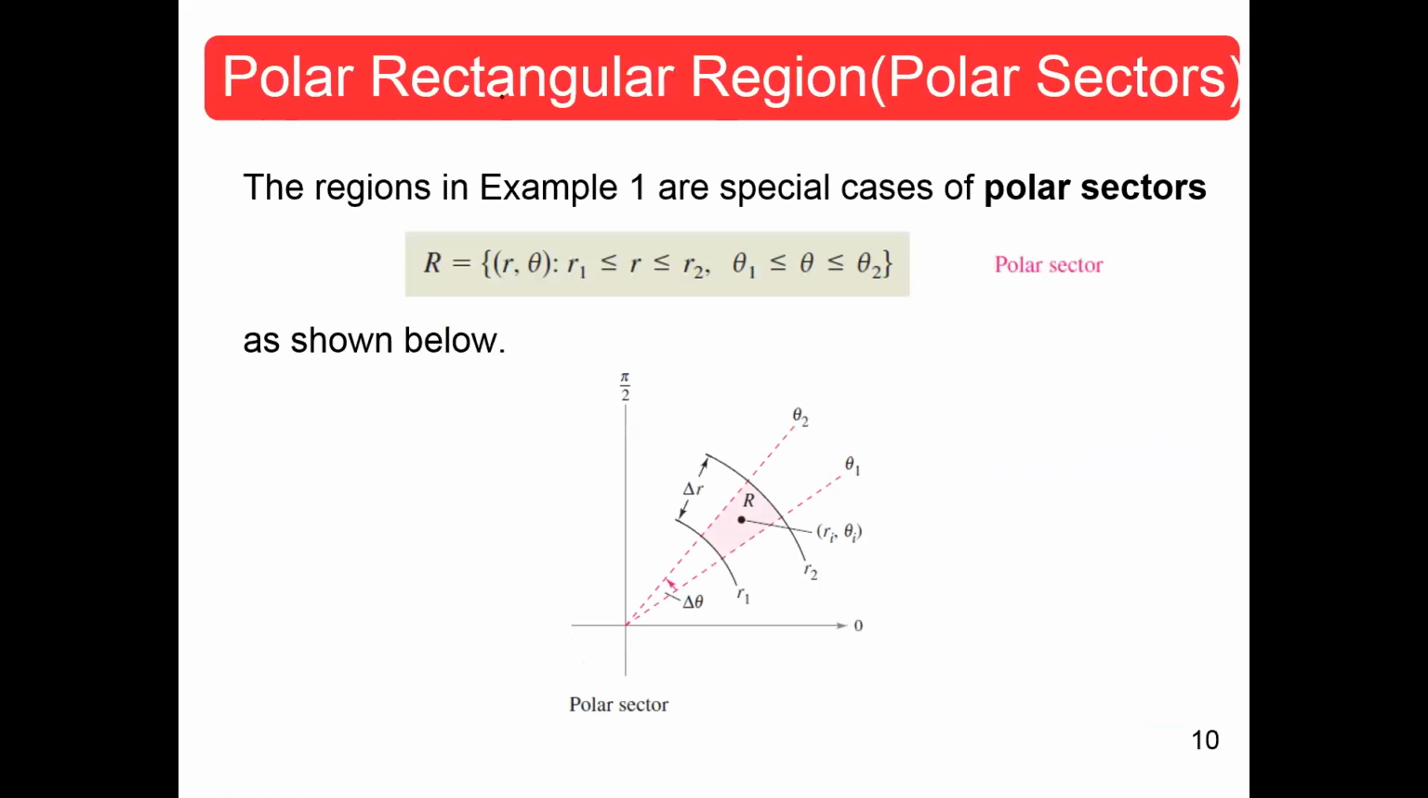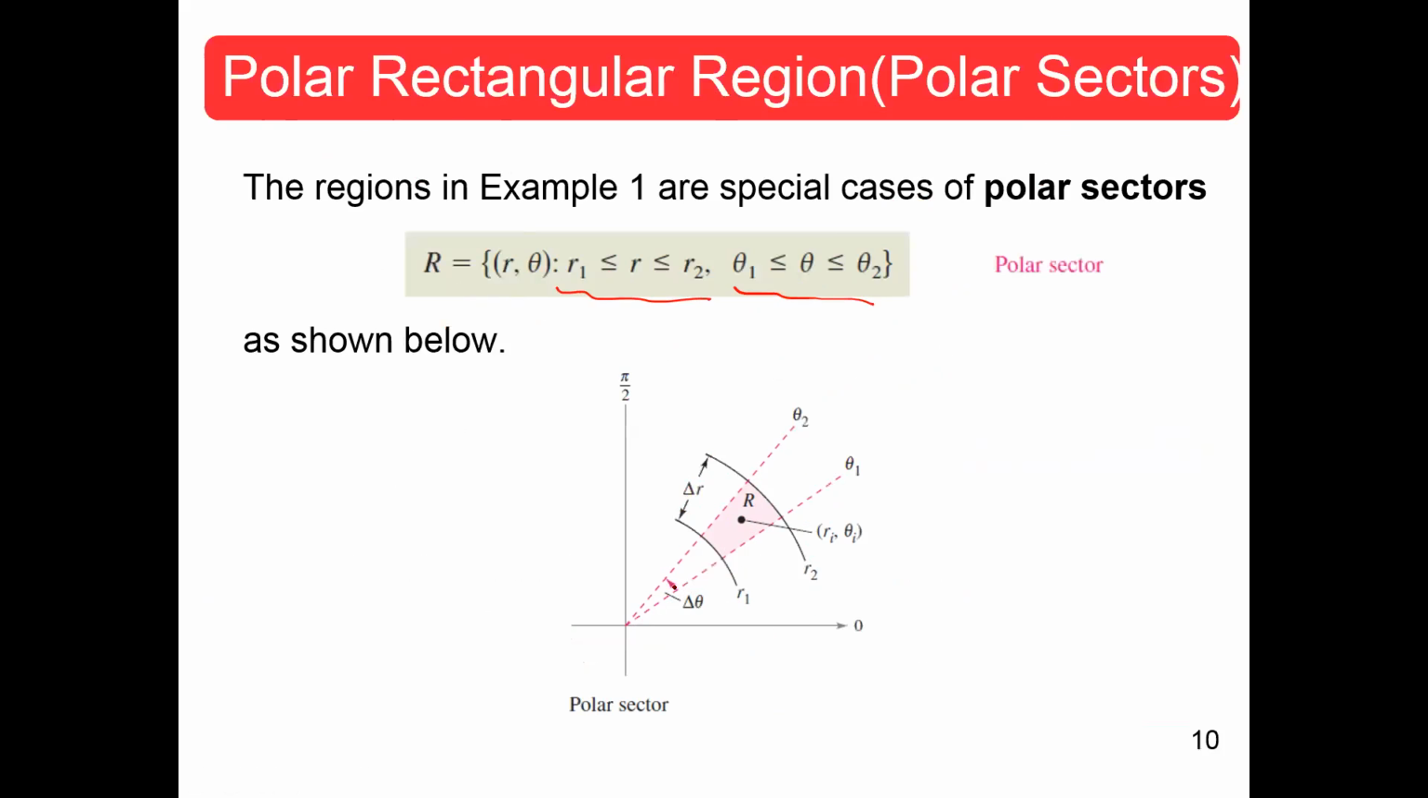So let's look at a polar rectangular region, which is a polar sector, in detail. We have said polar sectors basically have radius between constants and theta between constants. And this is the graph when you try to sketch it, between theta 1 and theta 2, between radius r1 and radius r2.